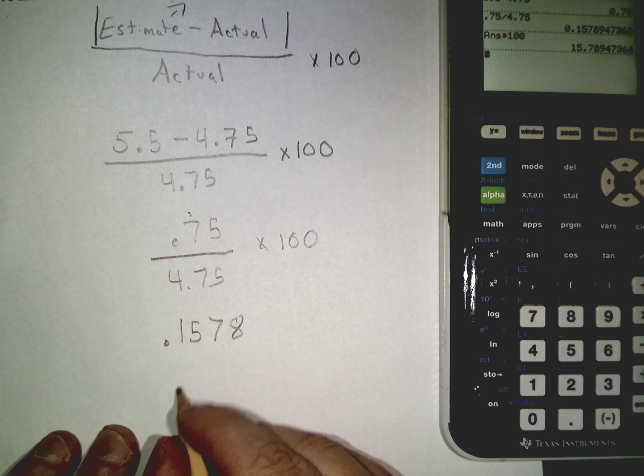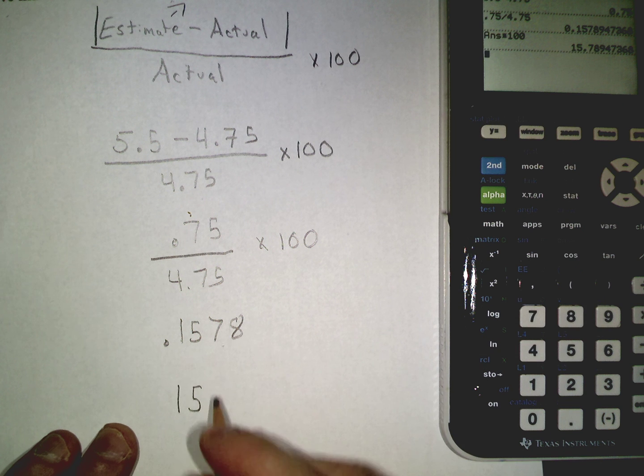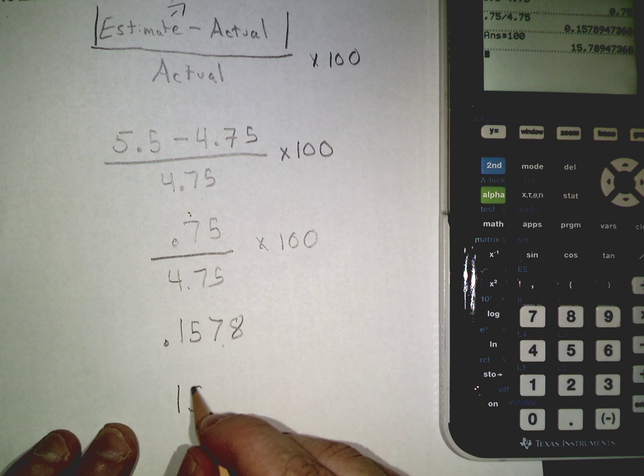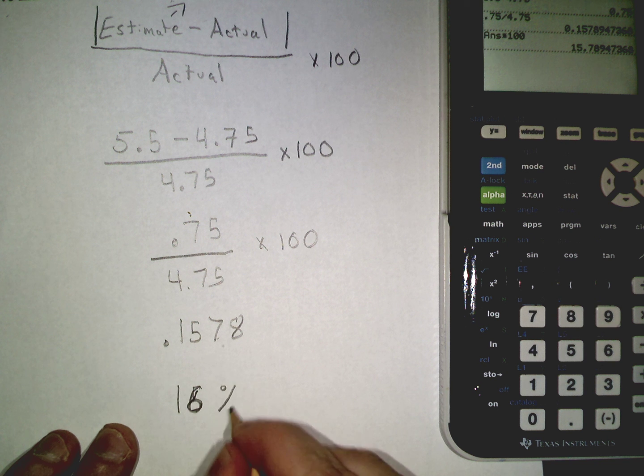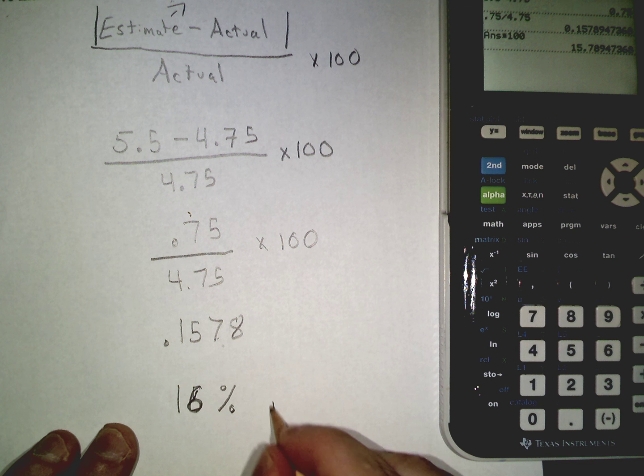And my percent error, now let's round to the nearest percent. Let's make it 15. Let's make it 16, because 7 is 5 or bigger. 16%. That's your percent error.